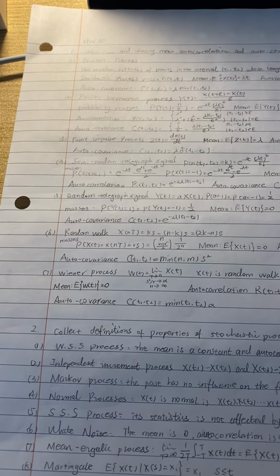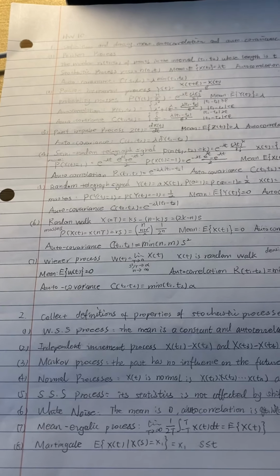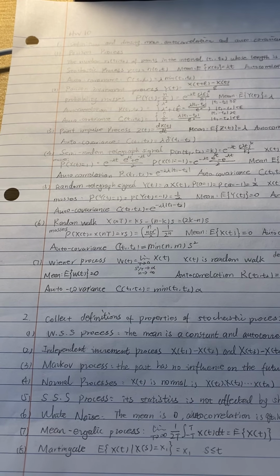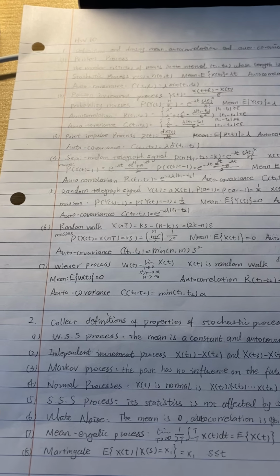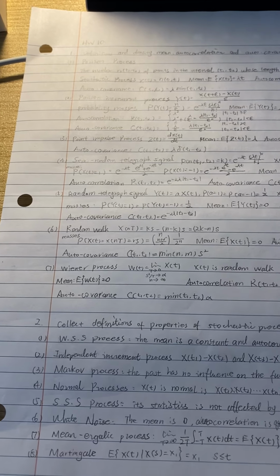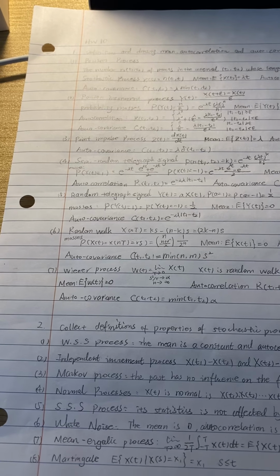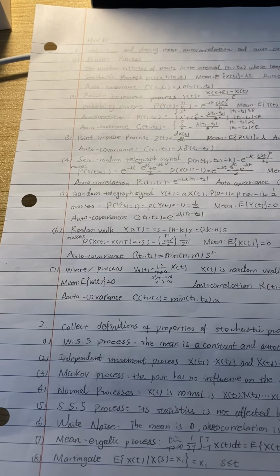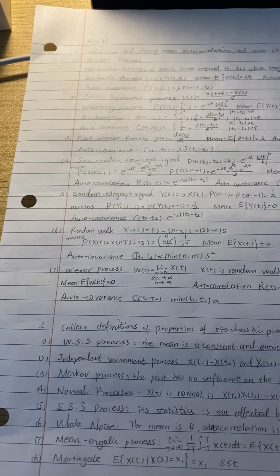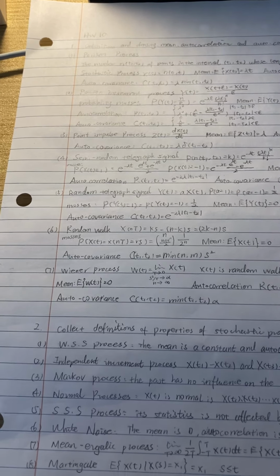Number 5, a process is said to be a strict stationary process if its statistics is not affected by a shift on the time axis, which means f_X(x1, x2, ..., xn; t1, t2, ..., tn) equals f_X(x1, ..., xn; t1 + σ, t2 + σ, ..., tn + σ), which is the same.